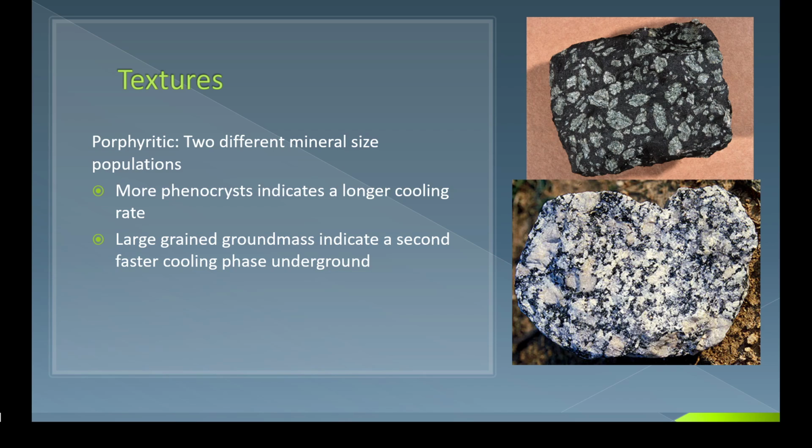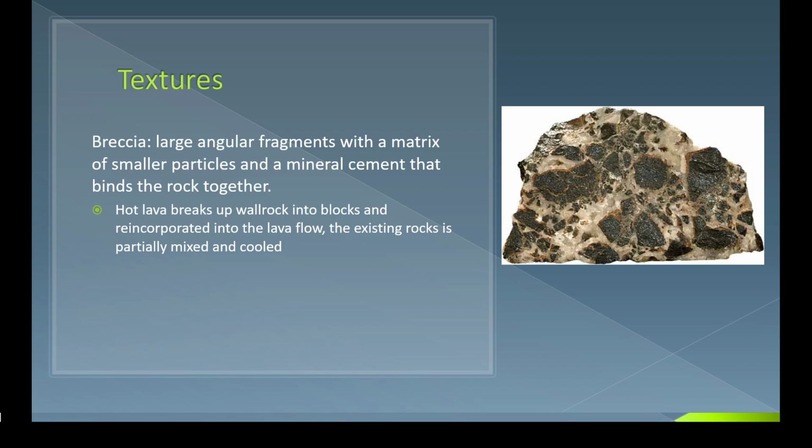Therefore, the phenocrysts are the larger, slower, or deeper cooled mineral, and the ground mass is the smaller, finer grained surrounding minerals around it that equilibrated at a lower temperature.